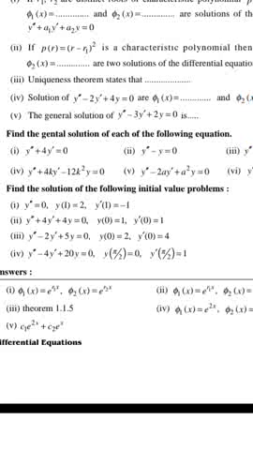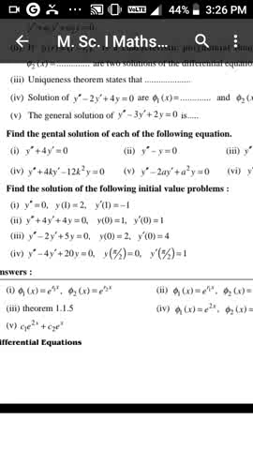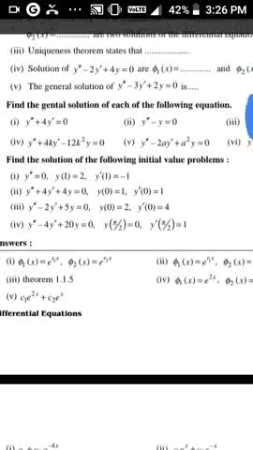Find the general solution of each of the following equations. Y double dash plus y dash is equal to 0. The characteristic polynomial is p of r is equal to r square plus r. Therefore r into r plus 1 is equal to 0, r is equal to 0 or r is equal to minus 1.